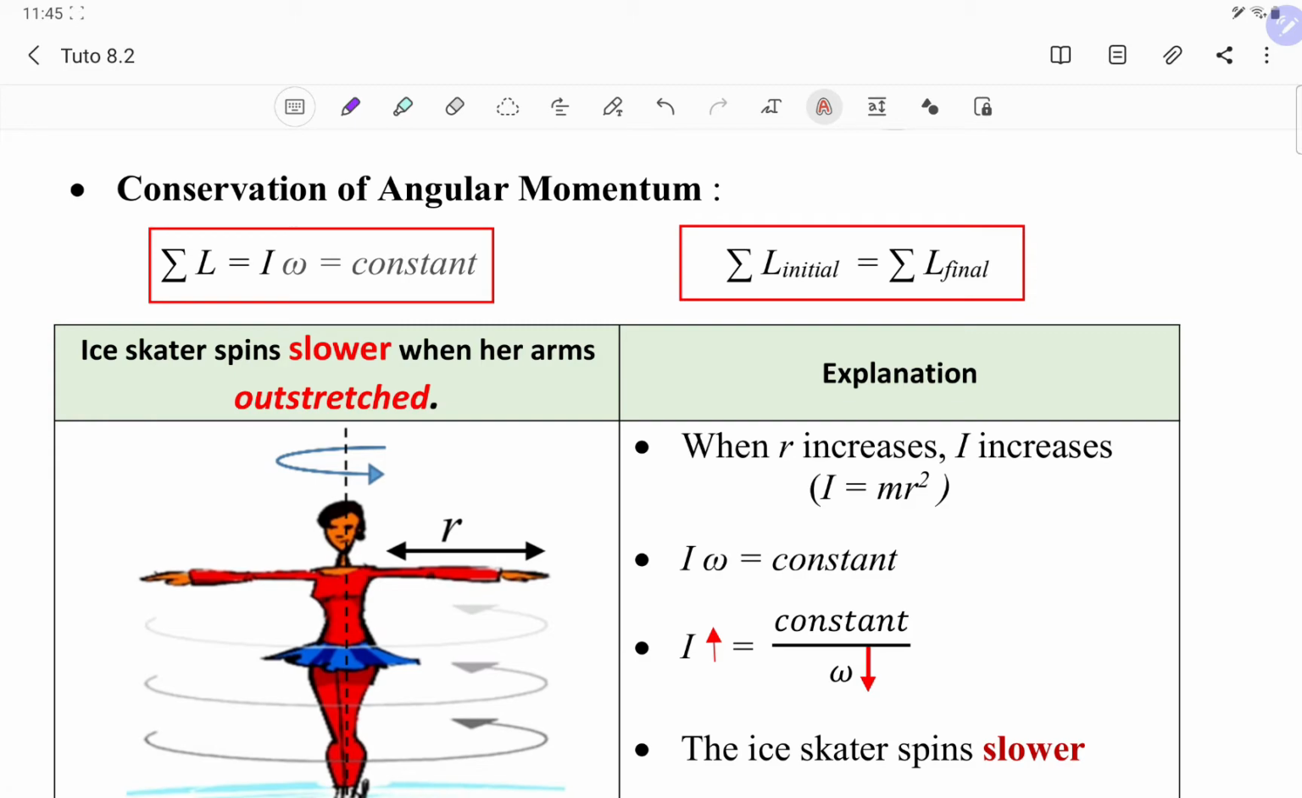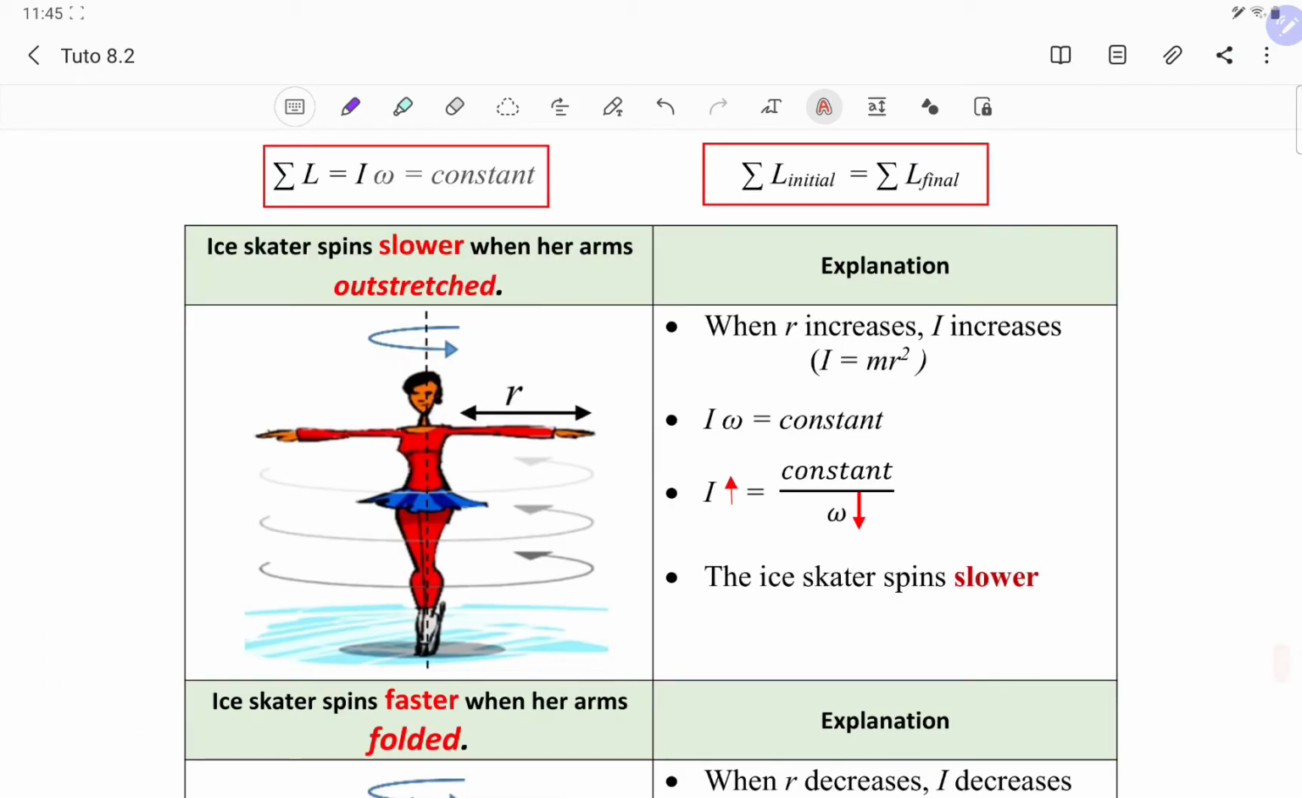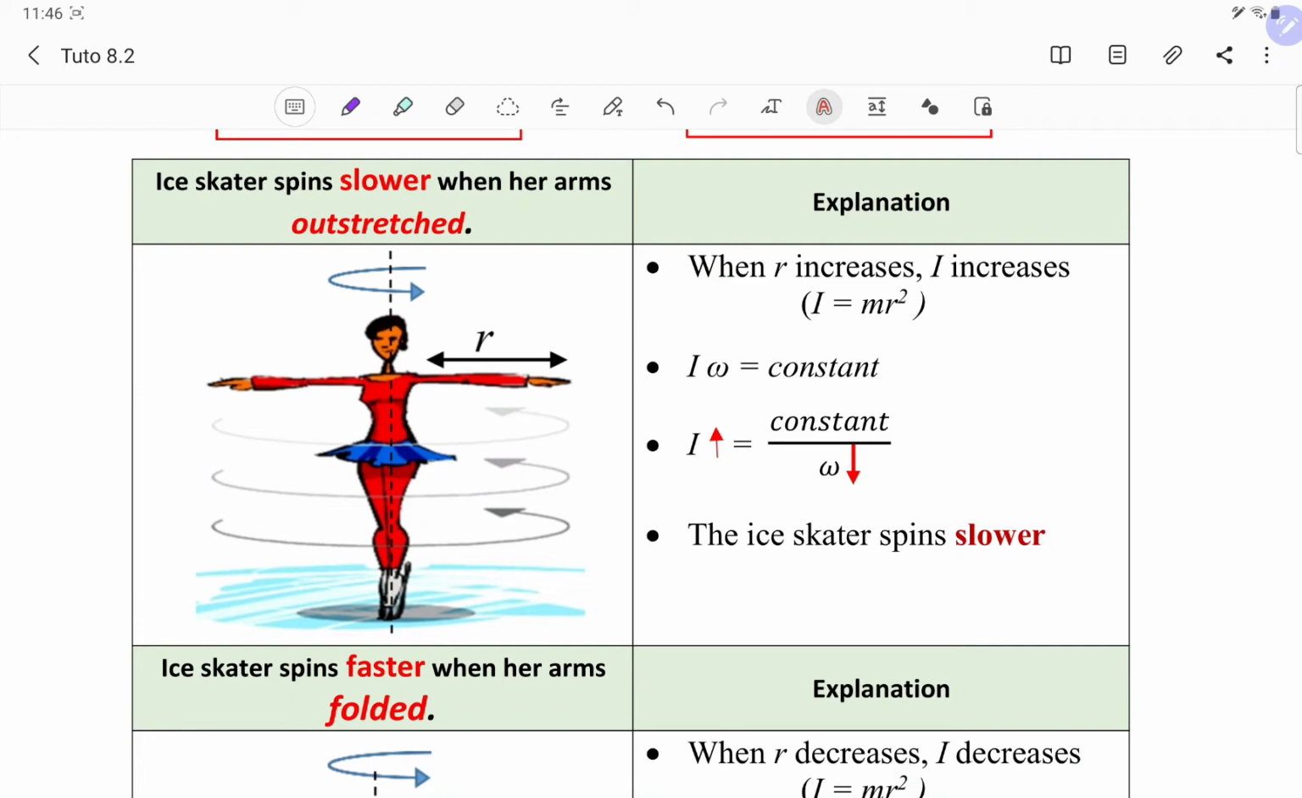For angular motion, we also have conservation of angular momentum, meaning that the summation of L initial is equal to the summation of L final. So the angular momentum before and after will have the same magnitude. Let's take a look at the concept of conservation of angular momentum.